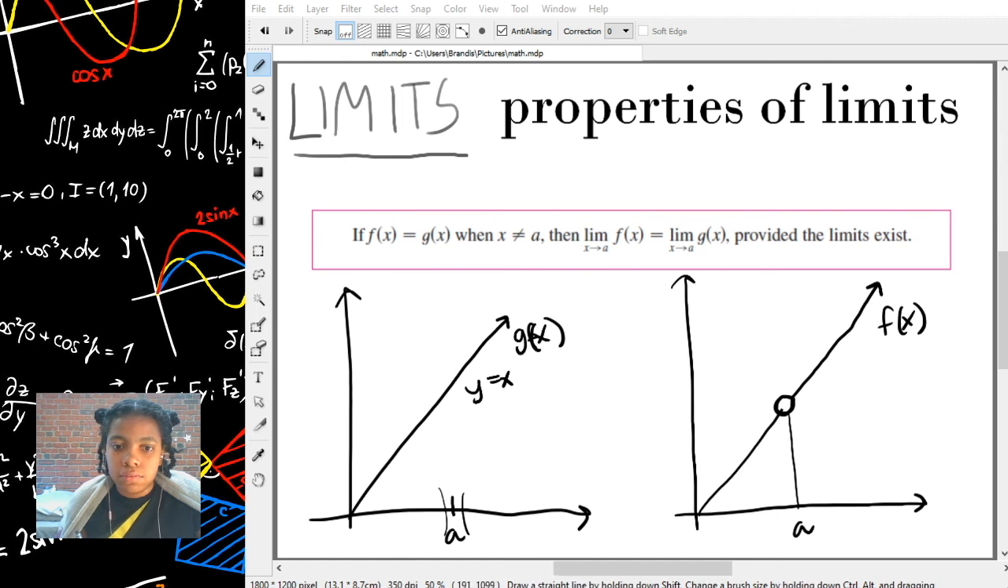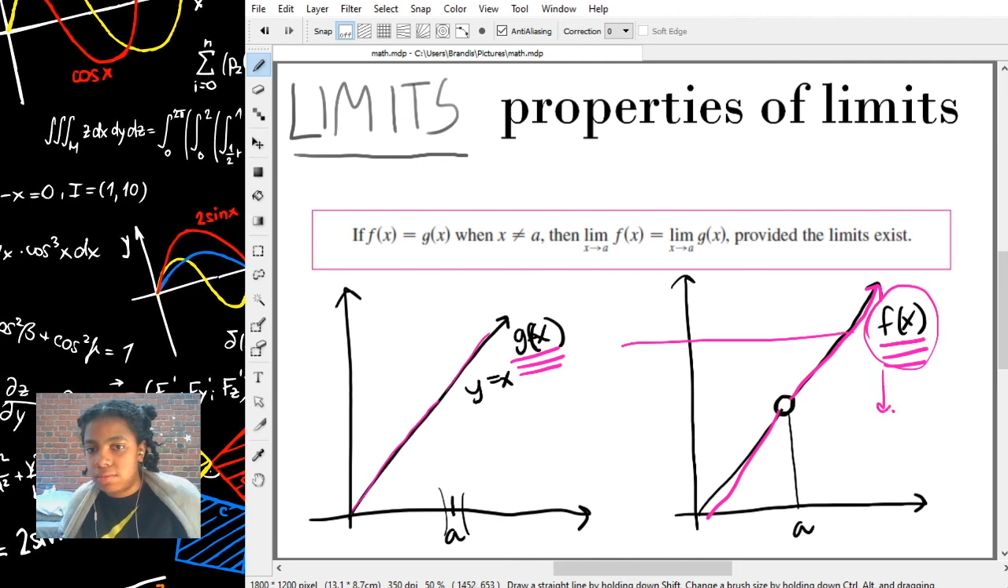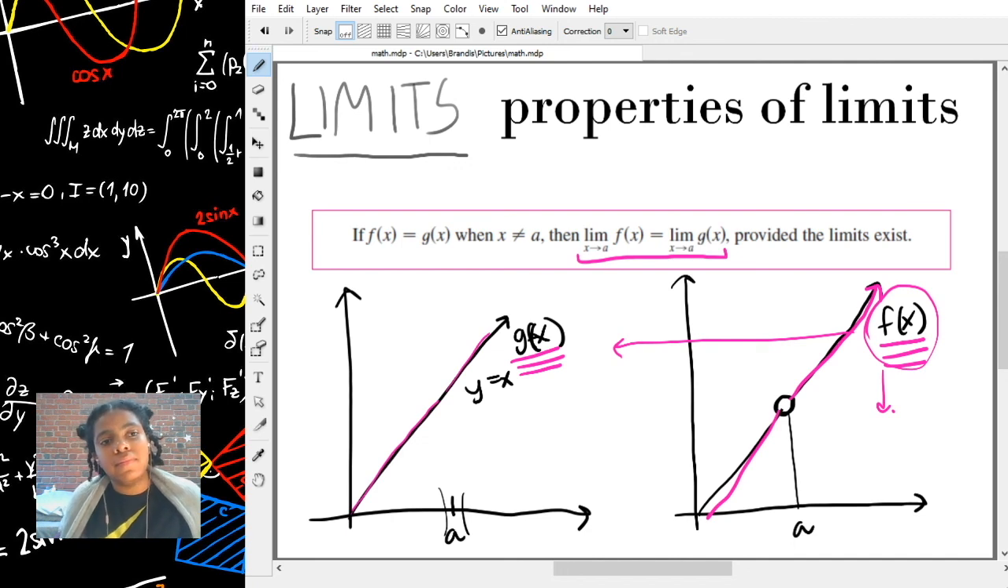So if that's true, then the limit as x goes to A of this function is the limit as x goes to A of this function. And this is going to be really helpful because usually if you have a case like this, then you can just factor out this equation to get this one. Because if they're equal everywhere except for A, then the limits have to be the same. Because there's just a hole there. Alright.